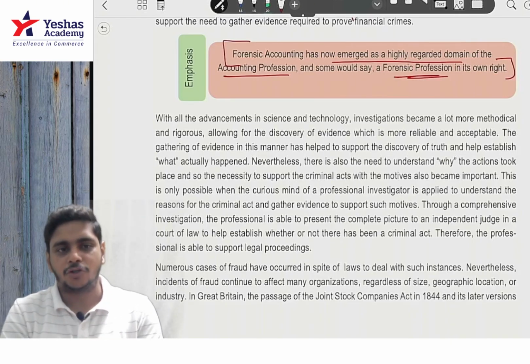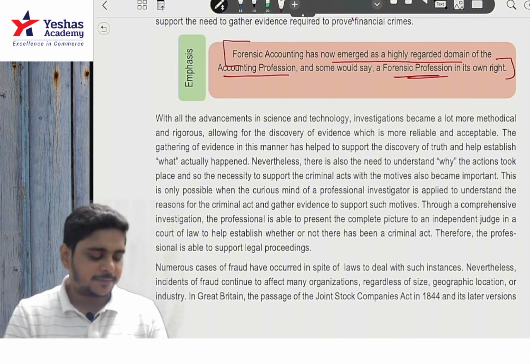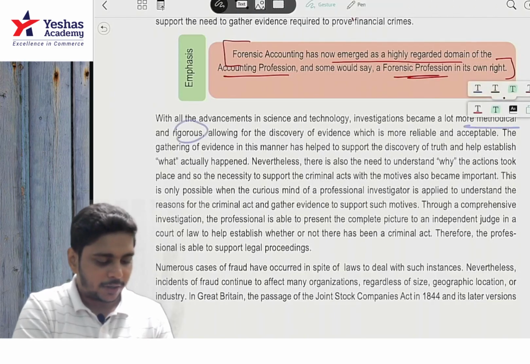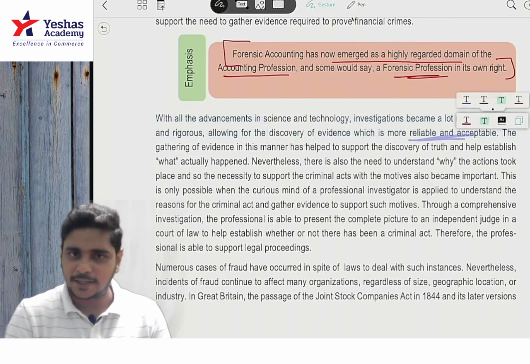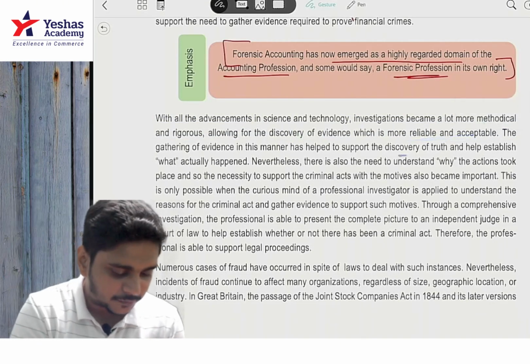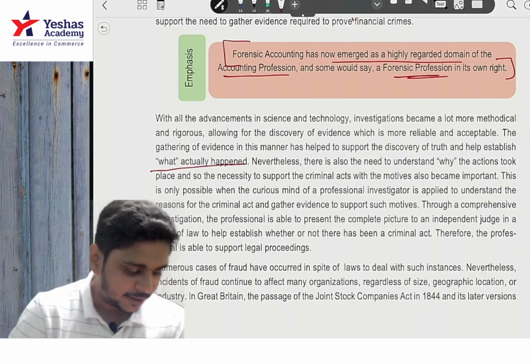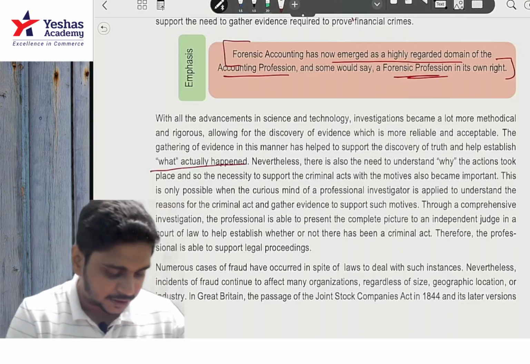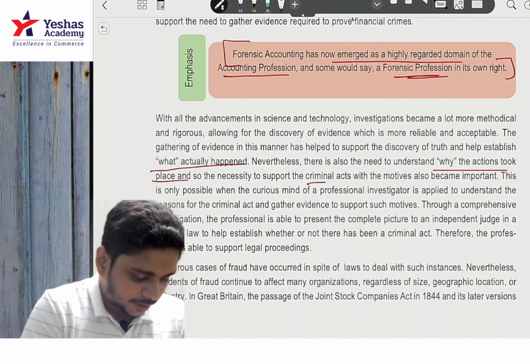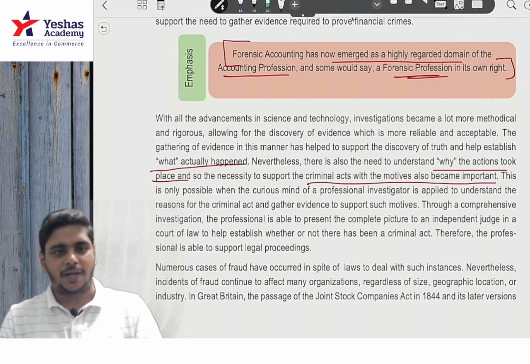Here your main job is how it happened and why it happened. So it's written here in this para. With all the advancement in science and technologies, investigation has become a lot more methodical and rigorous, allowing for discovery of evidence which is more reliable and acceptable. The gathering of evidence in this manner has helped to support the discovery of truth and establish, underline this, what actually happened. Nevertheless, there is a need to understand why the actions took place, and so the necessity to support the criminal acts which motivates also becomes important. What happened and why it happened?